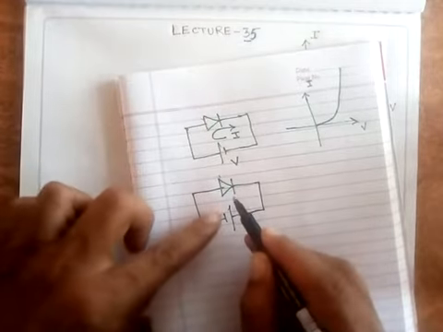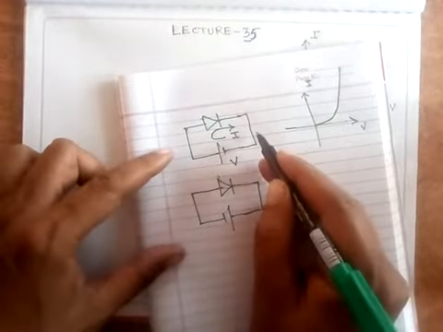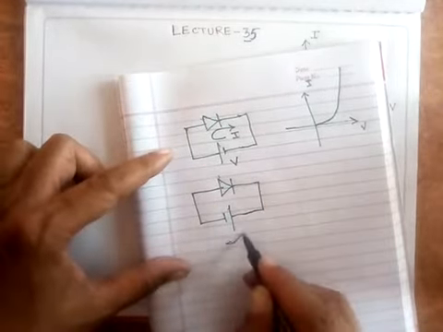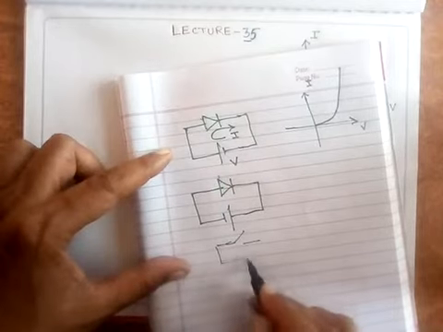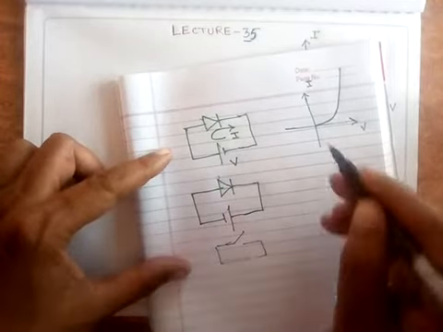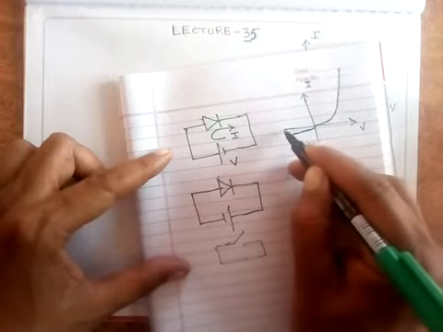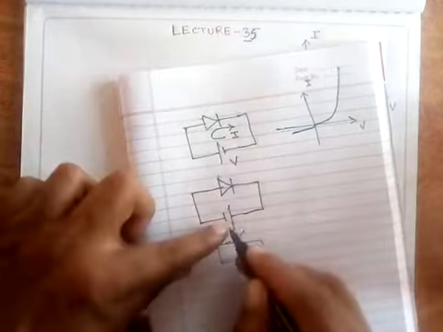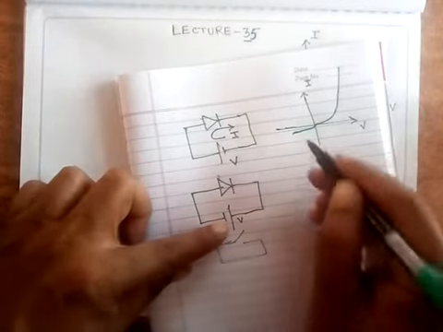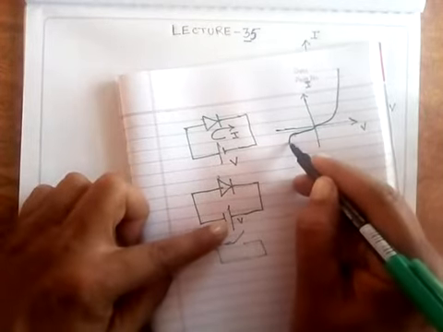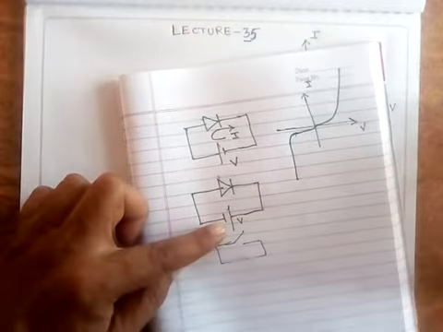Under this condition, no current flows in the external circuit. That is, this diode acts simply as an open circuit, but a small leakage current flows. And after a certain stage of this V, a breakdown occurs. That I told you, it is called the avalanche breakdown.